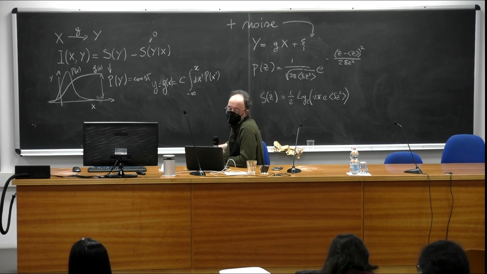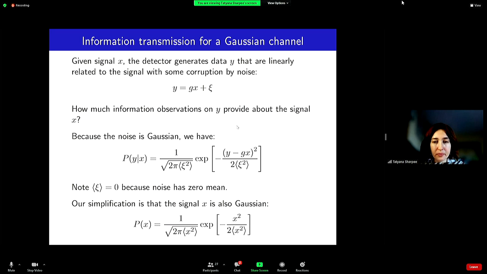So now, by definition, because this is noise, it has zero mean. Otherwise, we will just say that there is a constant offset and put it into Y. Then the simplification, which is actually not quite true for natural signals, is to say that the signal itself, X, is also Gaussian. Then you write P of X in this form.